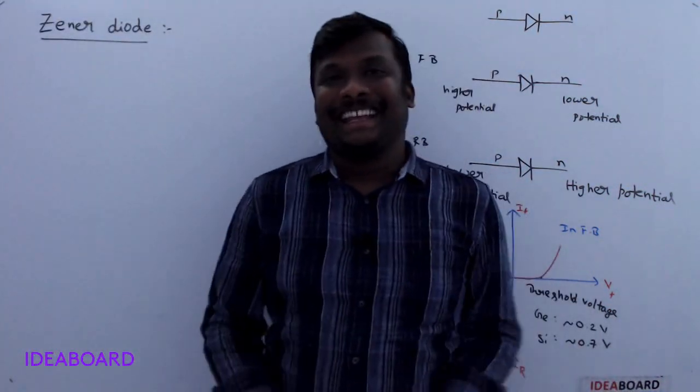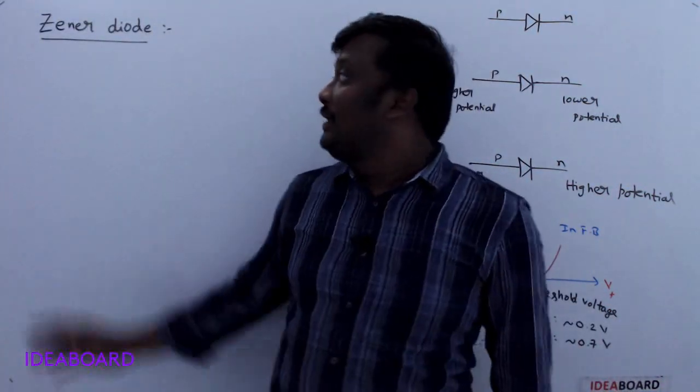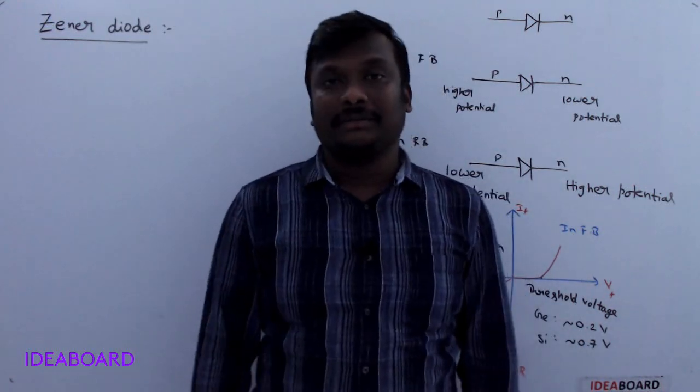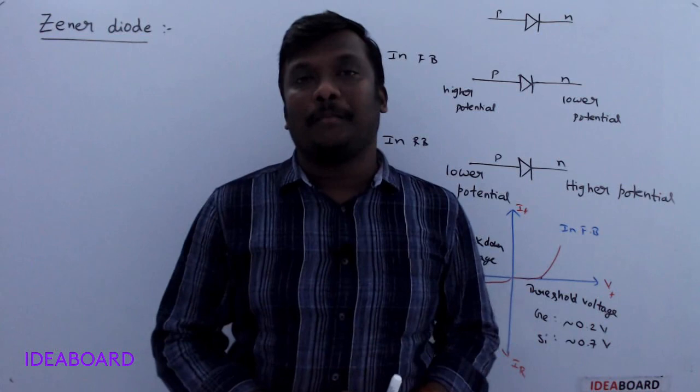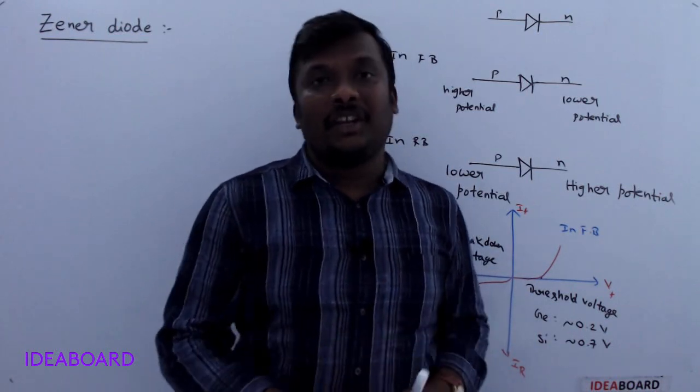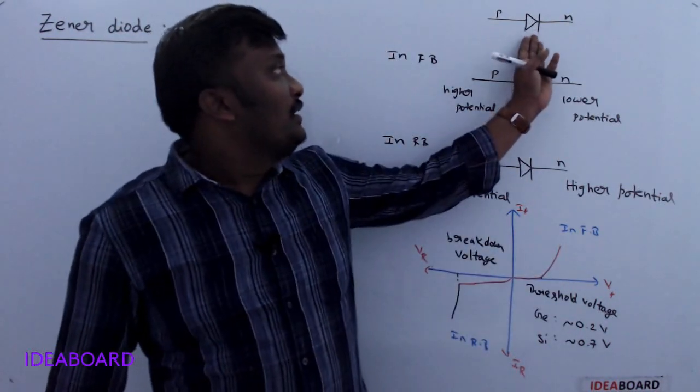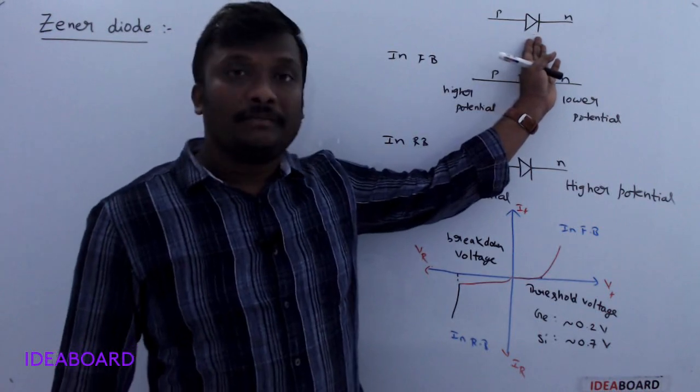Hi students, in today's section we are discussing the Zener diode. Before going to the Zener diode, I would like to recall some points about the PN junction diode. The circuit symbol for a PN junction diode is this one.